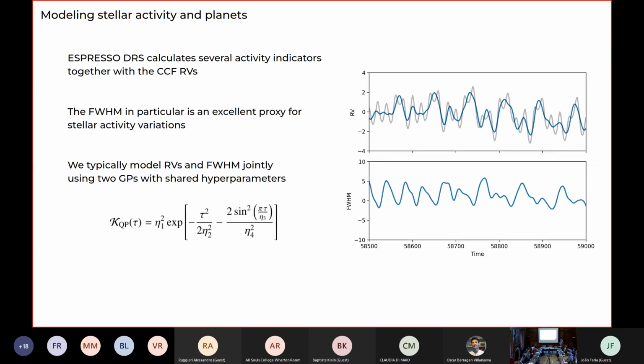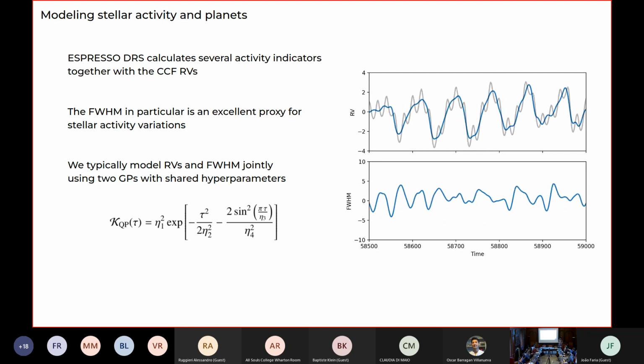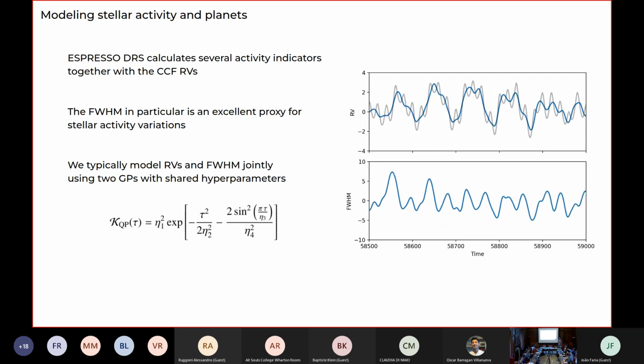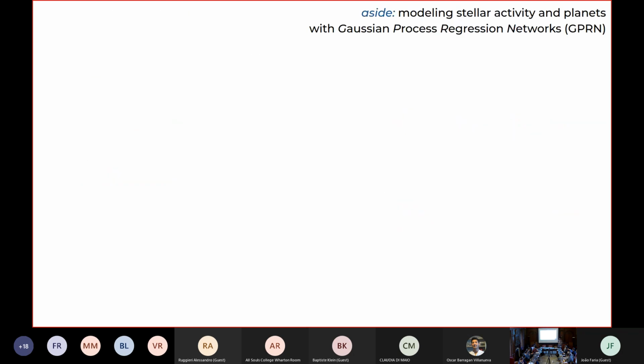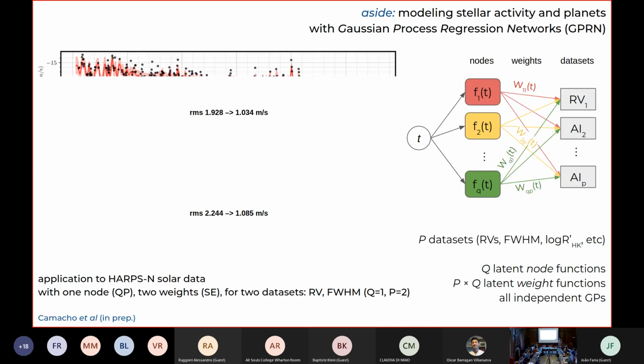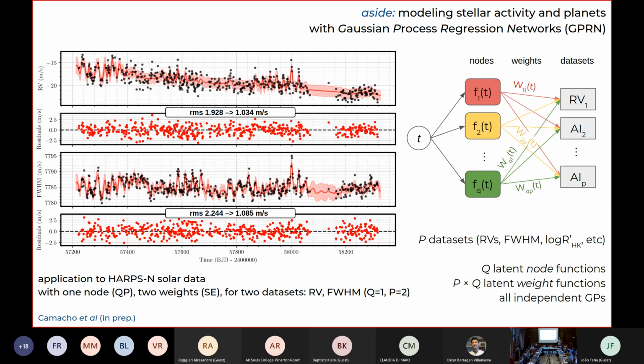Okay, so that's a simple Gaussian process model. I will talk very briefly, because I think it came up in the discussion, and it's something that we've been working on for a while. But it's an aside because I haven't tried it on ESPRESSO data yet. We have been working on something called Gaussian process regression networks, which is an idea that I think came up somehow, which is to just throw more GPs at it and in this case multiply different GPs one with another.